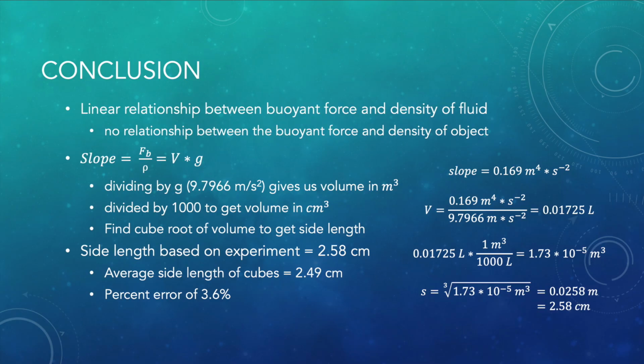To compare this calculated data with our measured data, we will be comparing the calculated average side length with the measured side length. To do this, we will need to take the cube root of our previously calculated volume in centimeters cubed, thus giving us the side length in centimeters. The calculated side length was 2.58 centimeters, and the average side length of the cubes was 2.49 centimeters, thus giving us a percent error of 3.6%. This same method could be used to accurately find the volume of an object whose volume is not easily measurable.